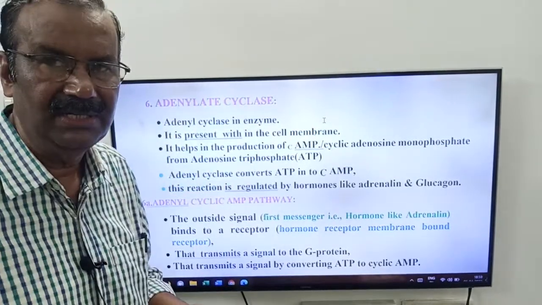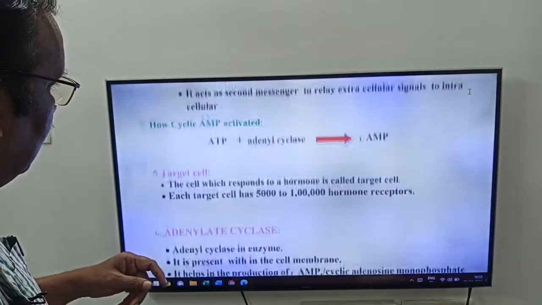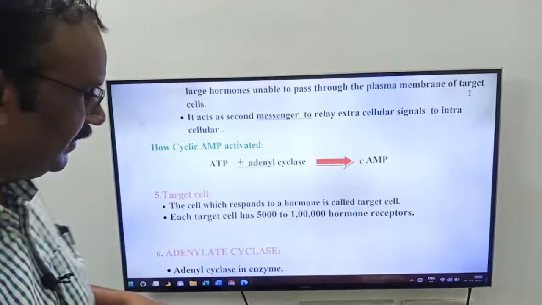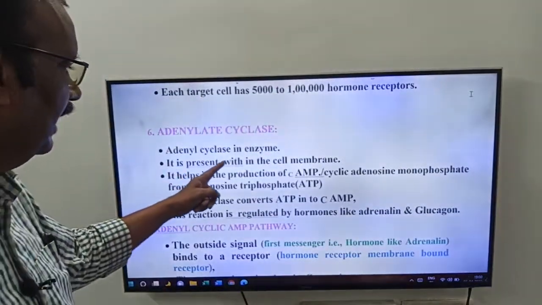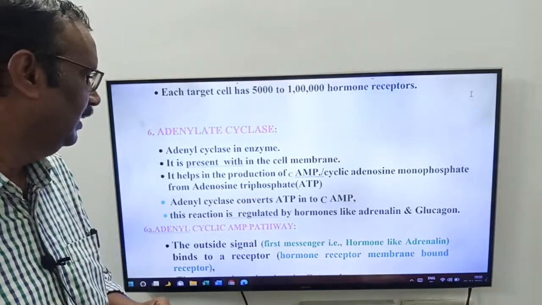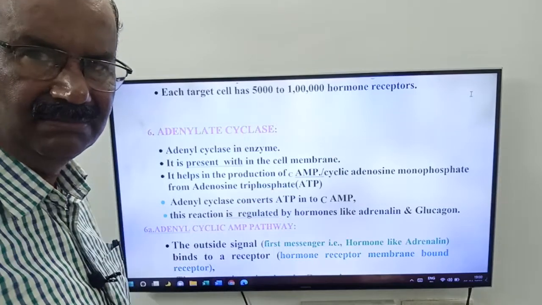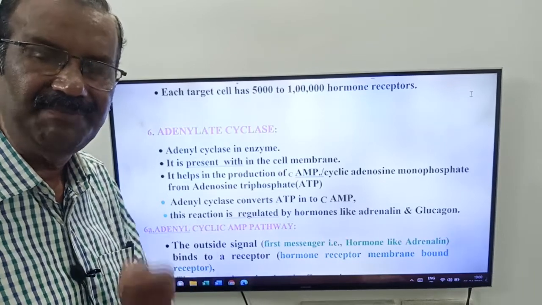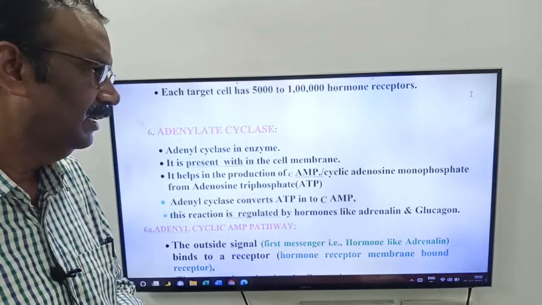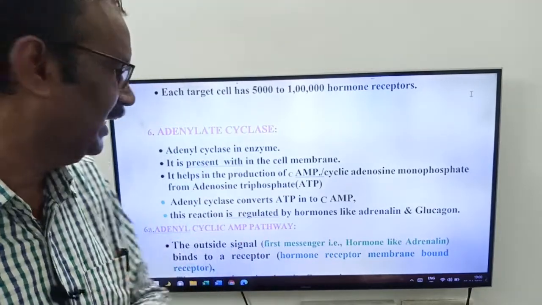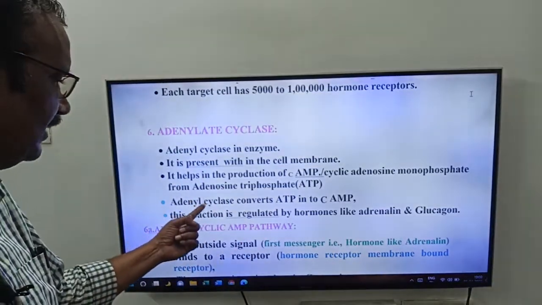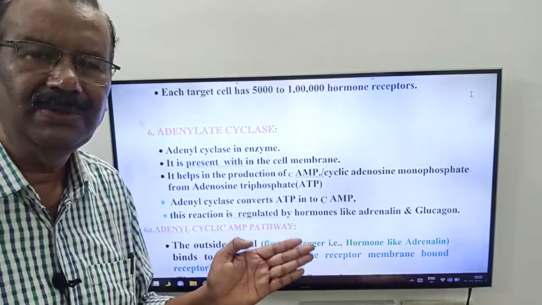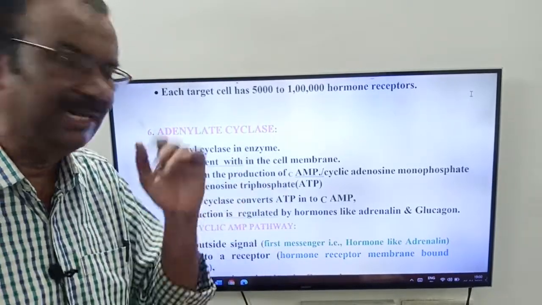From adenosine triphosphate. Just now I told, friends, here you see this is the equation. ATP, in the presence of adenylate cyclase, is converted into cyclic AMP. Adenylate cyclase is an enzyme present within the cell membrane of the target cell. It helps in the formation of cyclic AMP from ATP, adenosine triphosphate. Adenylate cyclase converts ATP into cyclic AMP.